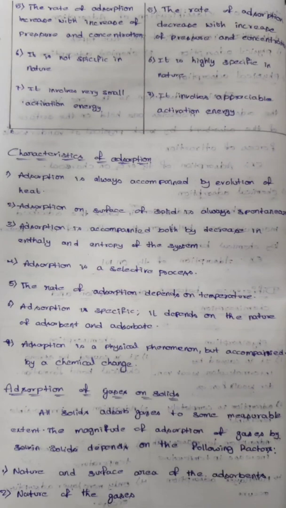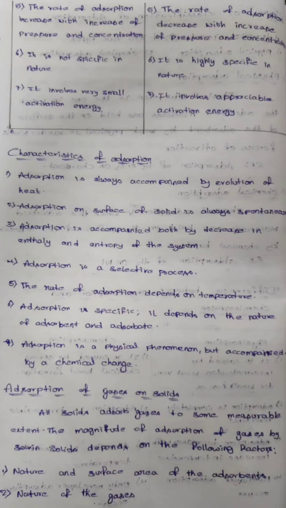Characteristics of adsorption. Adsorption is always accompanied by evolution of heat. Adsorption on the surface of a solid is always spontaneous. Adsorption is accompanied by decreases in both enthalpy and entropy of the system. Adsorption is a selective process. The rate of adsorption depends on temperature. Adsorption is specific. It depends on the nature of adsorbent and adsorbate. Adsorption is a physical phenomenon but may be accompanied by a chemical change.